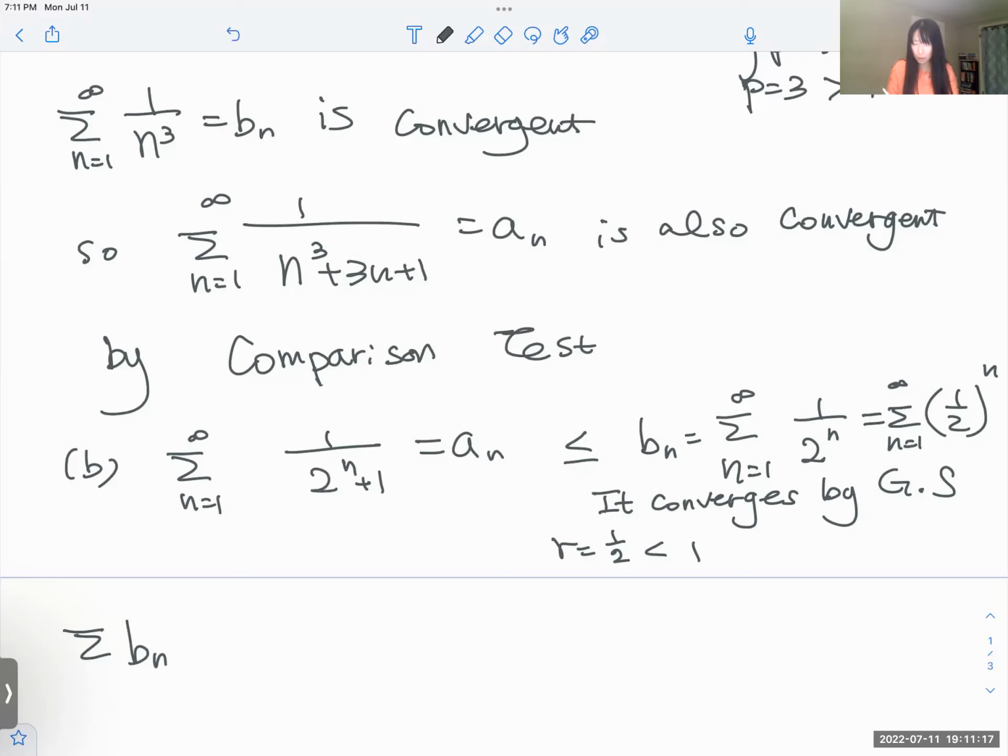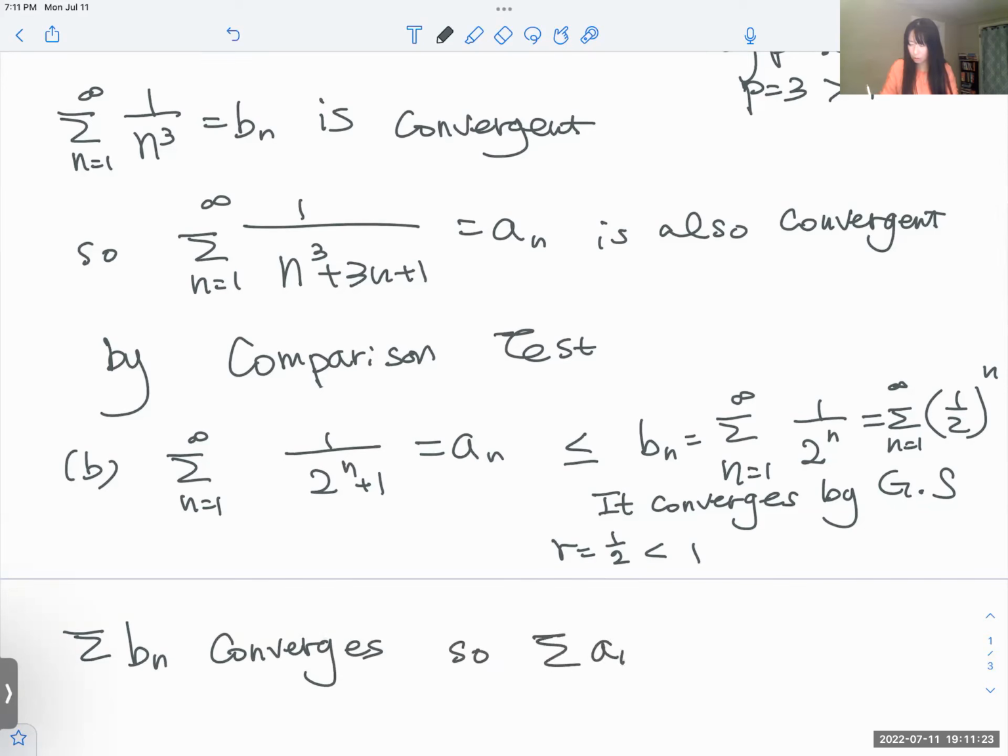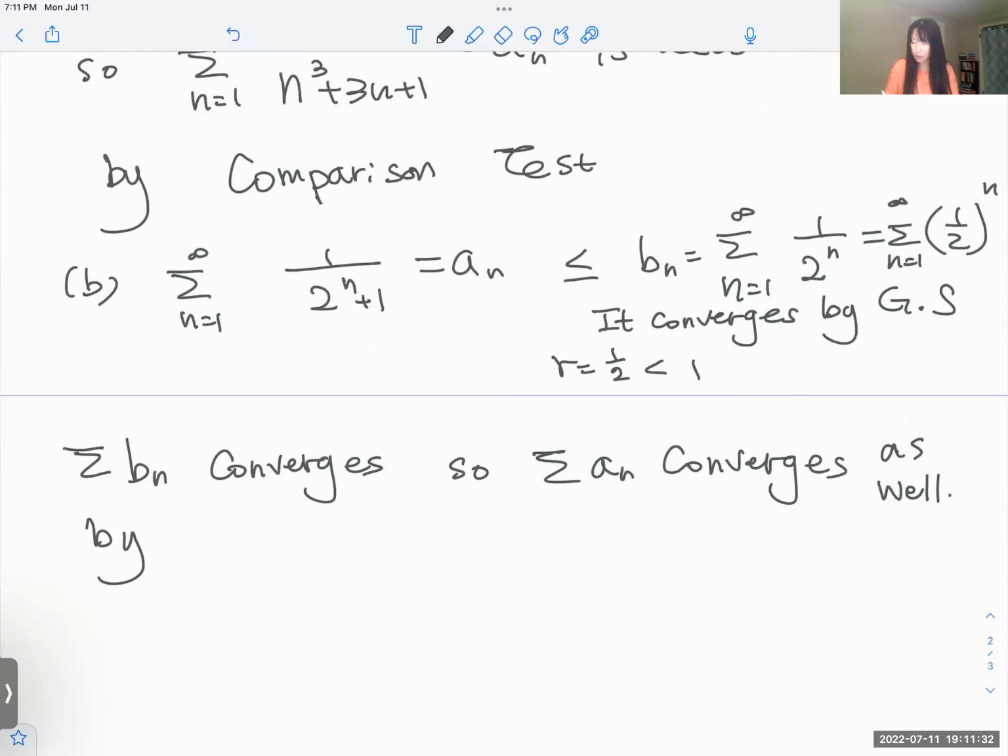Let's just make it this way. So then B sub n converges. So A sub n converges as well, by comparison test.